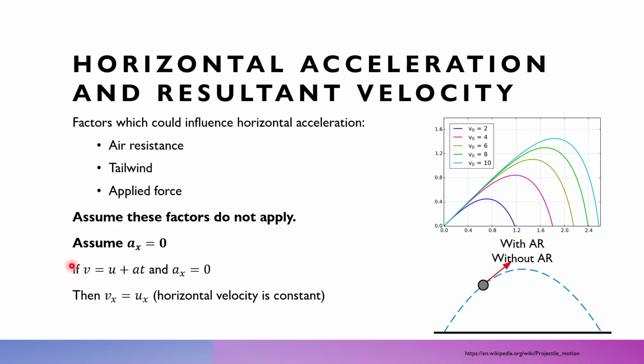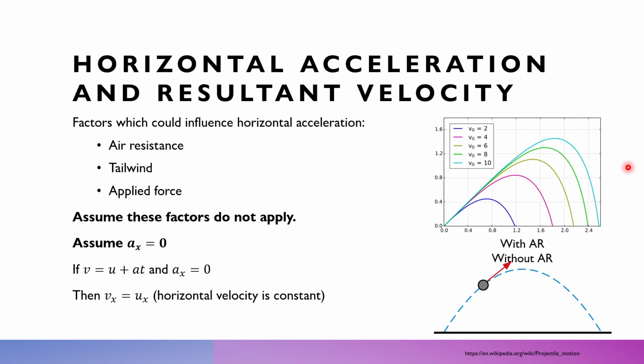As such, if we apply this assumption to the v equals u plus at formula, knowing that ax is equal to 0, this will mean that the second term on the right-hand side of the equation is eliminated, meaning that vx is actually equal to ux. In other words, at all points of flight, the horizontal velocity is constant.